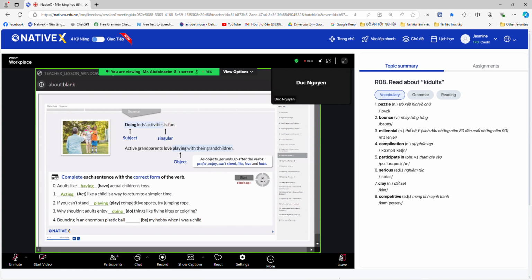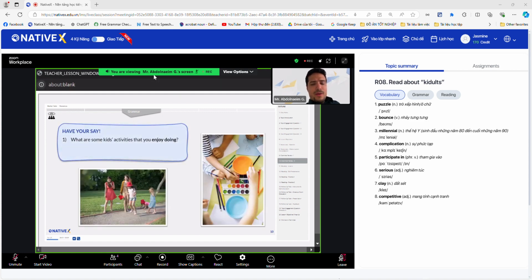Mr. Huyen, number 4. Bouncing in a normal practice being my hobby when I was a child. Was my hobby when I was a child. So as you can see here, there is a difference. Now let me explain this grammar a little bit by using it actually in these questions.